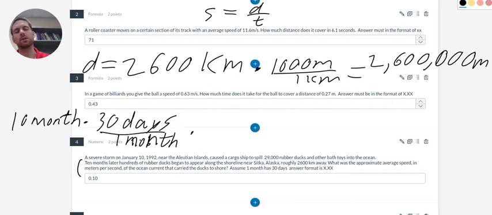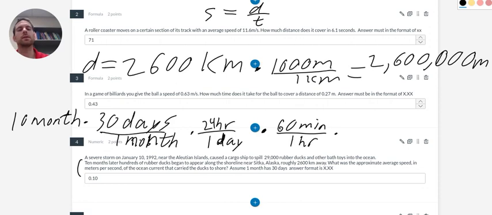Now we need to know that in a day there are 24 hours. Every time I'm multiplying things, I'm just multiplying by 1. 30 days is 1 month. That's just a 1 because they equal each other. So 24 hours is 1 day. That's also a 1. Now I want to multiply by 60 minutes in 1 hour, and then 60 seconds, which is what we want, in 1 minute.